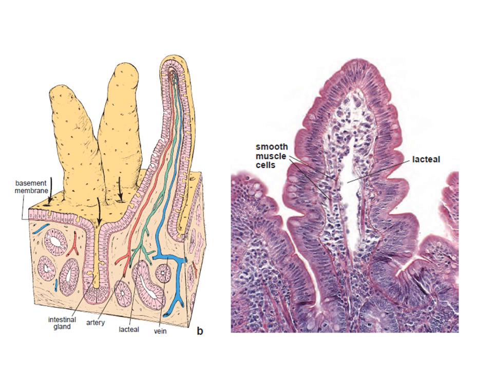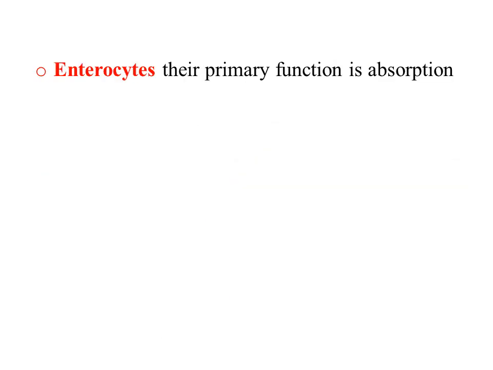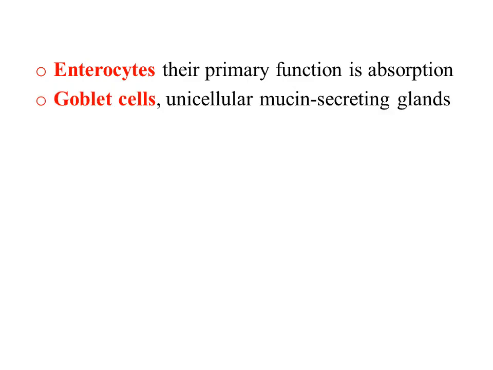Here, as you can see, this is the mucosal surface of the small intestine, and the projection of the mucosal surface. There are five types of cells found in the villi of the small intestine mucosa. We have enterocytes, whose primary function is absorption, and also goblet cells, which are mucin-secreting unicellular cells.